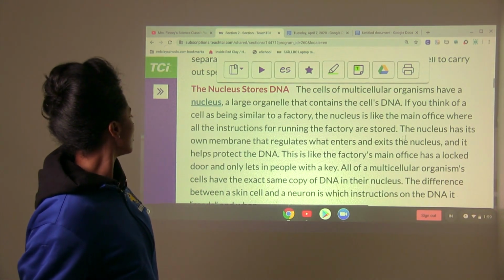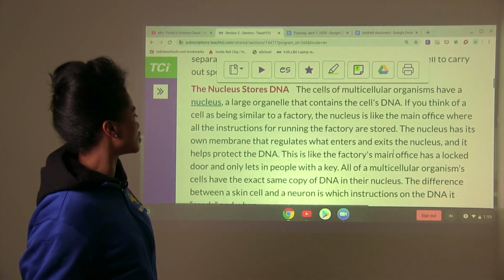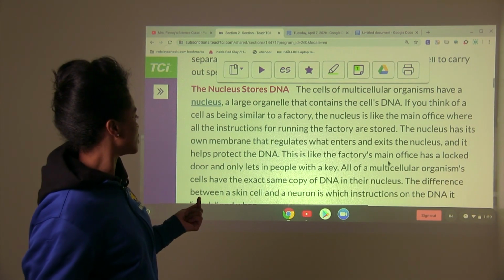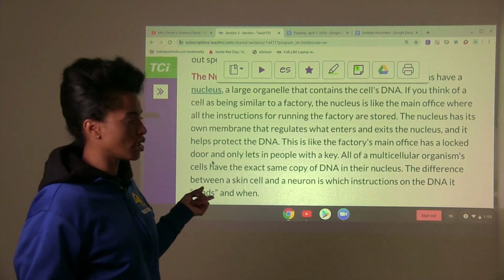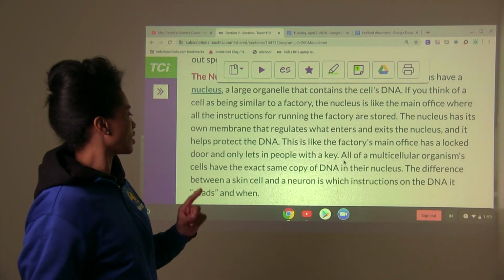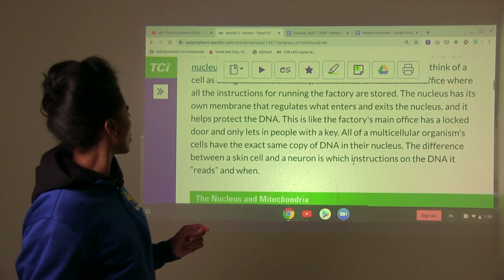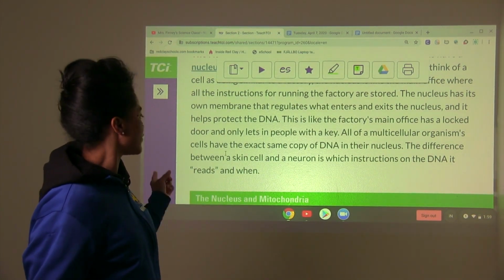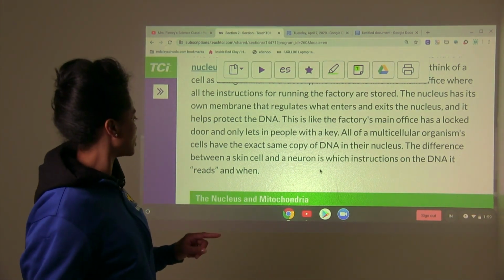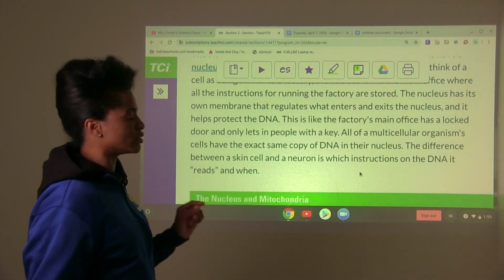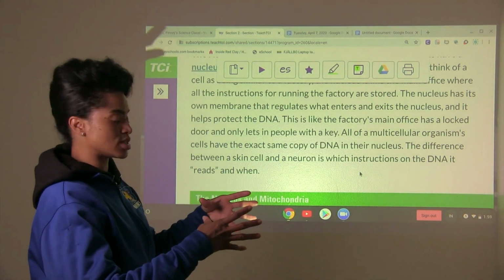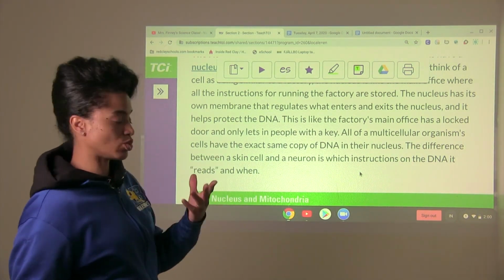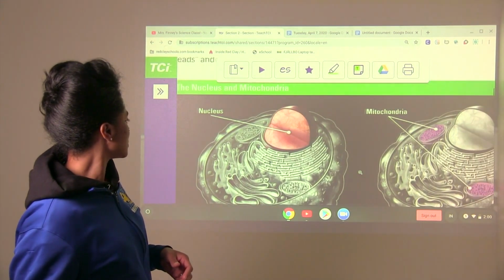The nucleus has its own membrane that regulates what enters and exits the nucleus, and it helps protect the DNA. This is like the factory's main office has a locked door and only lets in people with a key. All of a multicellular organism's cells have the exact same copy of DNA in their nucleus. The difference between a skin cell and a neuron is which instructions on the DNA it reads and when. Okay, so they have all the same information, just depending on where the cell exists, which information will be read. All right, and when.